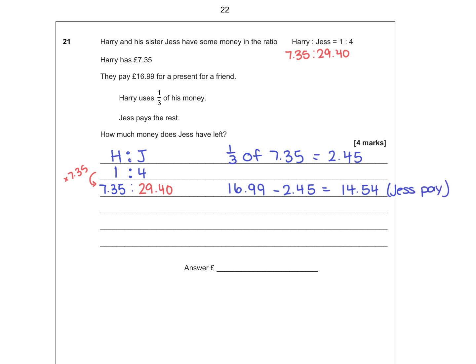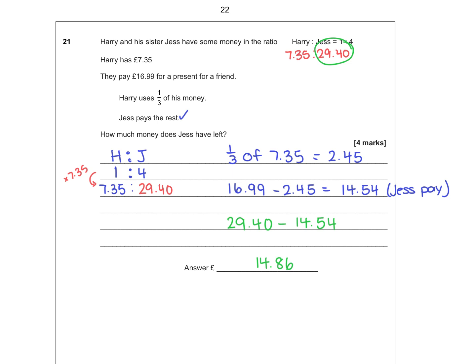All right, Jess pays the rest. Yep, cool. How much money does Jess have left? Well, we worked out in the beginning that Jess has £29.40, and we just found out that she has to pay £14.54. So 29.40 minus 14.54. She has £14.86 left.